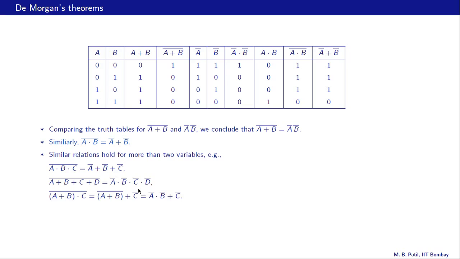And we can also apply these theorems to more complex expressions. For example, we treat this as one variable, and then we can apply this theorem. So instead of A, we have now A plus B here, and B is C here. When we apply this theorem, we get (A plus B) whole bar plus C bar. And now we can apply De Morgan's theorem once again. What is (A plus B) bar? Here, A bar dot B bar. So that is A bar dot B bar plus C bar. So this expression is equivalent to this expression here.